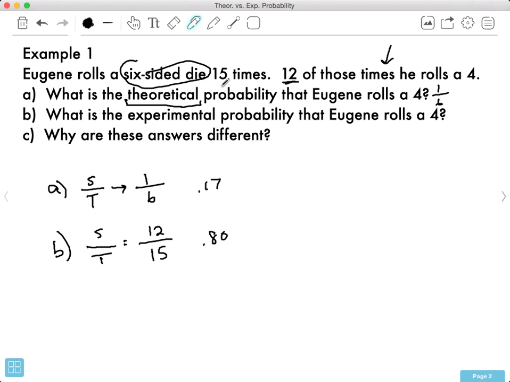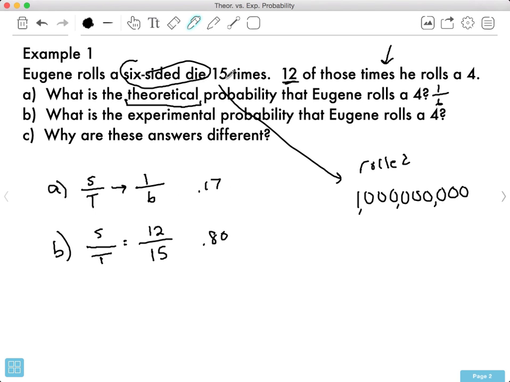If the die isn't weighted or a cheated die at all, what'll happen is if he doesn't roll 15 times, if he rolled around 1 billion times, just devoted his whole life to rolling dice again and again and again, you would find that the experimental probability would start to approach the 17% that the theoretical probability predicted.